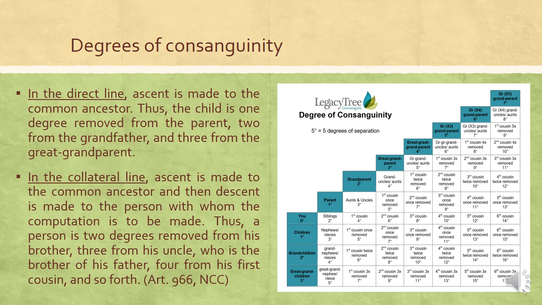Now, knowing this, do not anymore call your first cousin your first degree cousin. It's wrong. Because in law, your first cousin is actually your fourth degree relative by consanguinity. And the same goes for all the other relatives here. You just have to follow the rule stated in Article 966 of the new Civil Code. Okay?